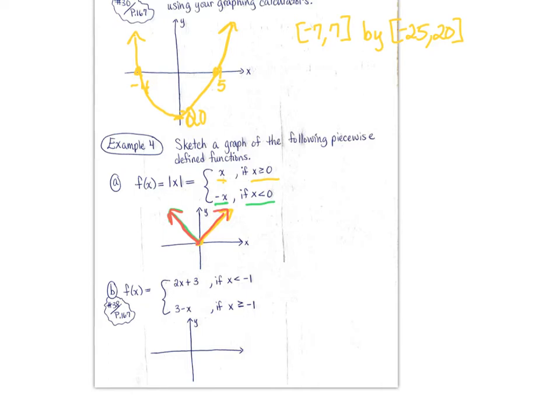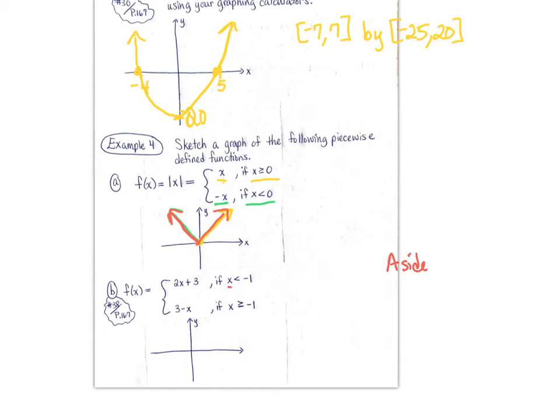Okay? Now we want to, in part B, graph the function f of x equals 2x plus 3 if x is less than negative 1, and 3 minus x if x is greater than or equal to negative 1. So we need to figure out what happens, or what's the shape of the graph. We know this is a line and this is a line, but we need to figure out what our points are. So let's do an aside.